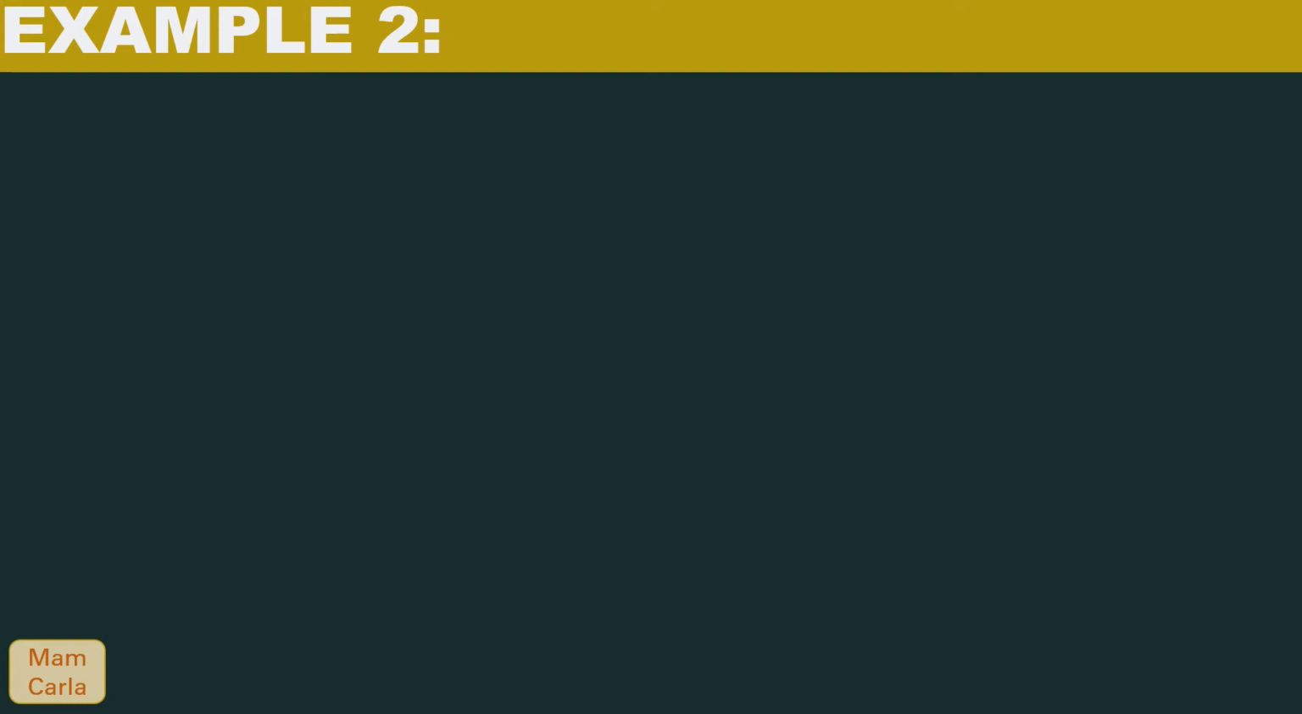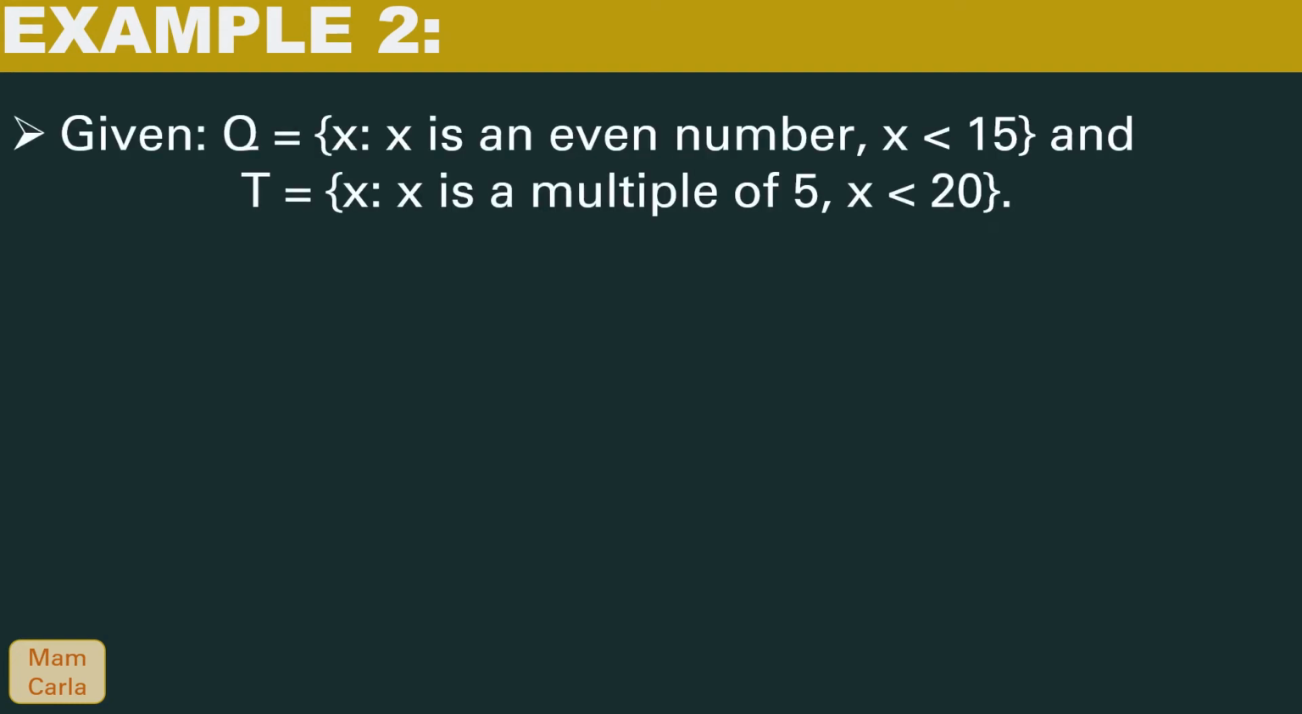Let us try to deal with our second example. Given set Q is equal to the set of X such that X is an even number where X is less than 15, and T equals the set of X such that X is a multiple of 5 that is less than 20. Let us find the following.